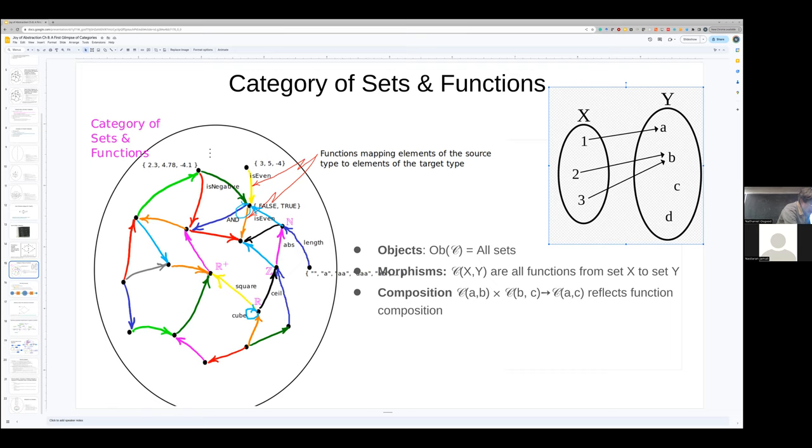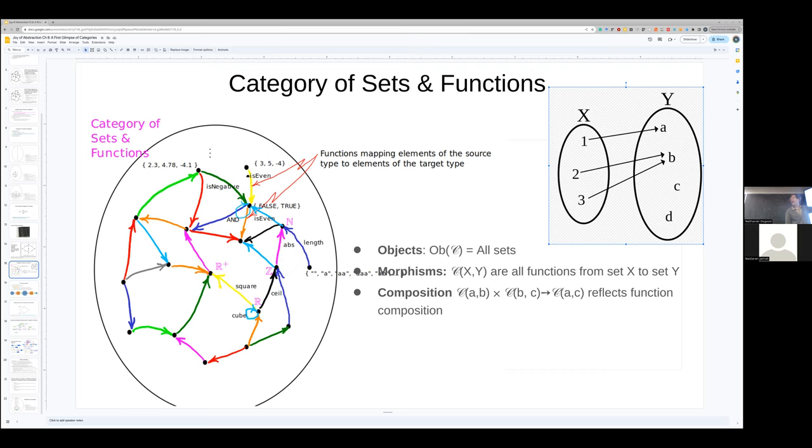She says F, so F here from A to B, right? F is going from A to B, is even, right? F is going A to B. Here we go. F is going A to B. So F is even. So F after 1 sub A. 1 sub A is what? Here. A is what here? 3, 5, minus 4. B is what? False, true. 1 sub A. So F is even. It goes from A to B, right?